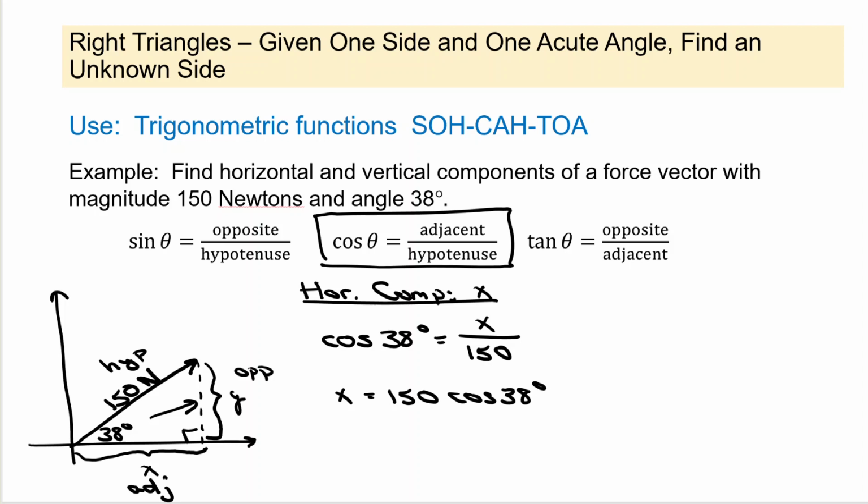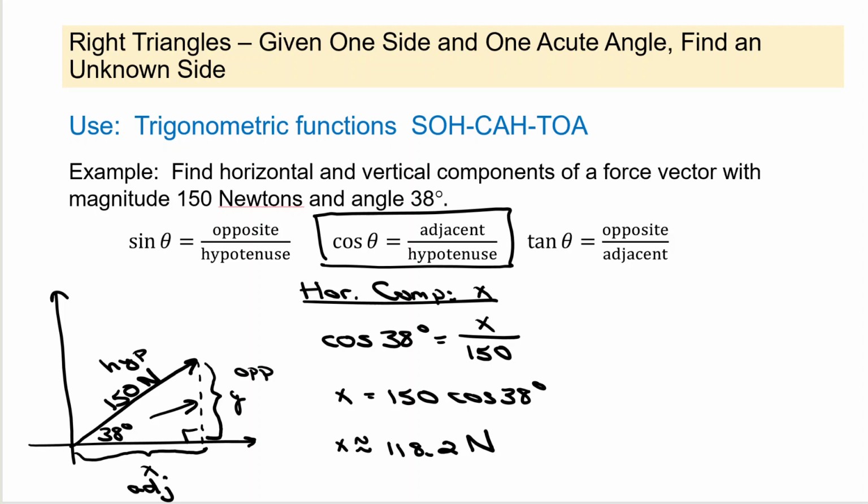Punch this into my calculator in degree mode, and I get x equals 118.2 newtons. And let me change that to approximately equal, so I've rounded to 1 decimal place.